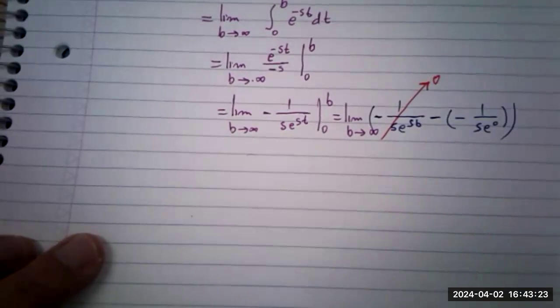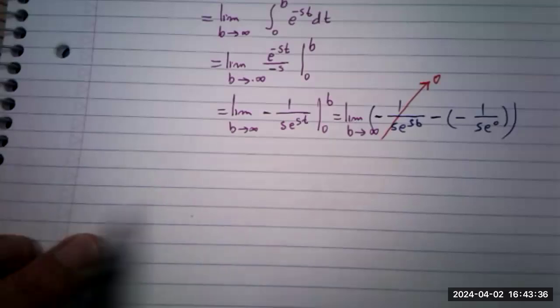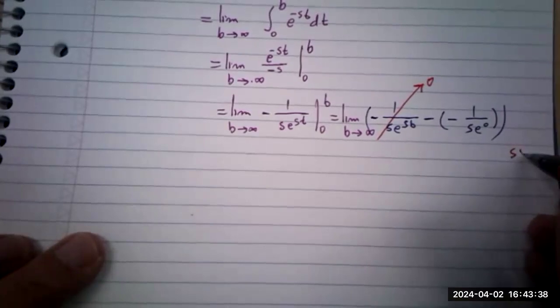Any suggestion? What restriction on s? Yes. It has to be positive. Excellent. s to be positive. You have to keep it down there. Infinity down in the denominator would be 0. So we make a note that s must be positive.